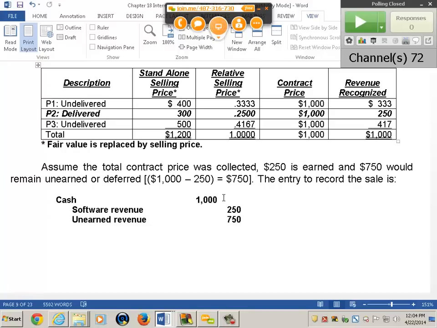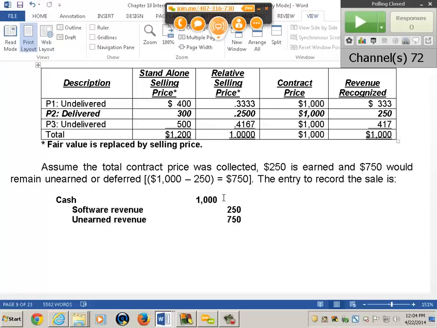When they first collect, I did this in one entry, but if they first collected and didn't deliver anything, it would have been a credit to unearned or performance liability, and then you would amortize it like you would any unearned revenue. Okay. So multiple deliverable arrangements are recognized in phases by using a relative fair market value basis, but you can only recognize it if it is delivered and it is fully functional. Anything that's not fully functional would not be recognized.